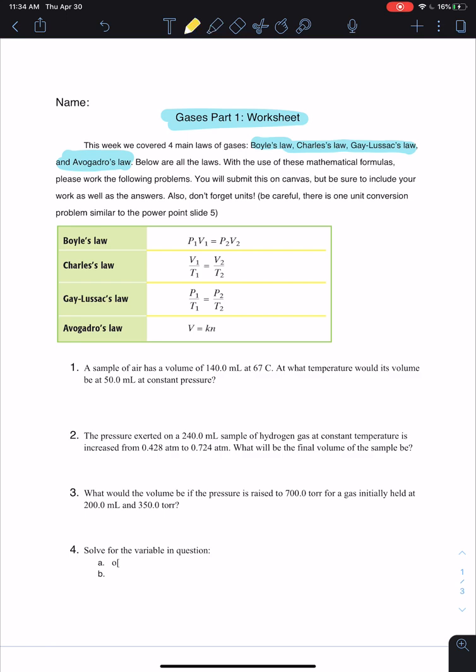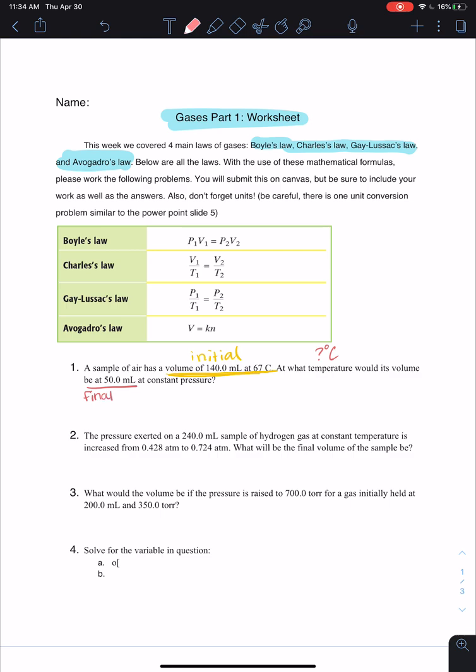So it says a sample of air has a volume of 140 mL at 67 degrees Celsius. So this is kind of like our initial condition. Initial condition. So at what temperature, this is really what you're looking for. What temperature? And since we're just comparing 2 things, this can stay in Celsius. So we're looking for what degree Celsius would the volume be at 50 mL. So this right here is our final condition.